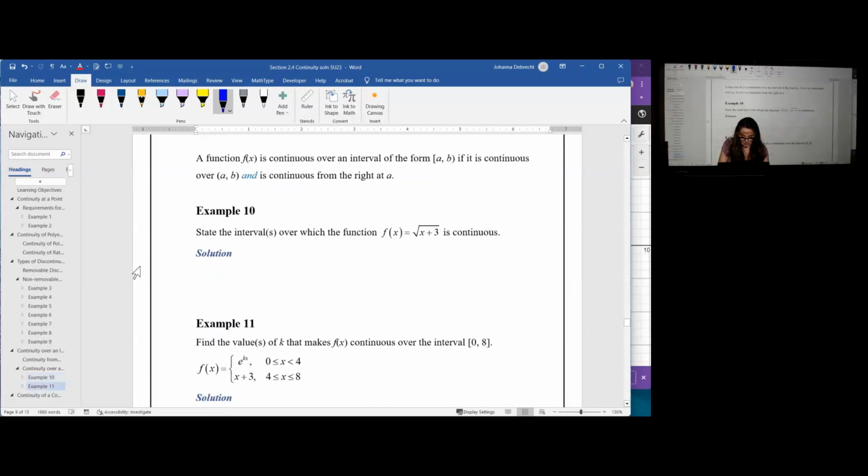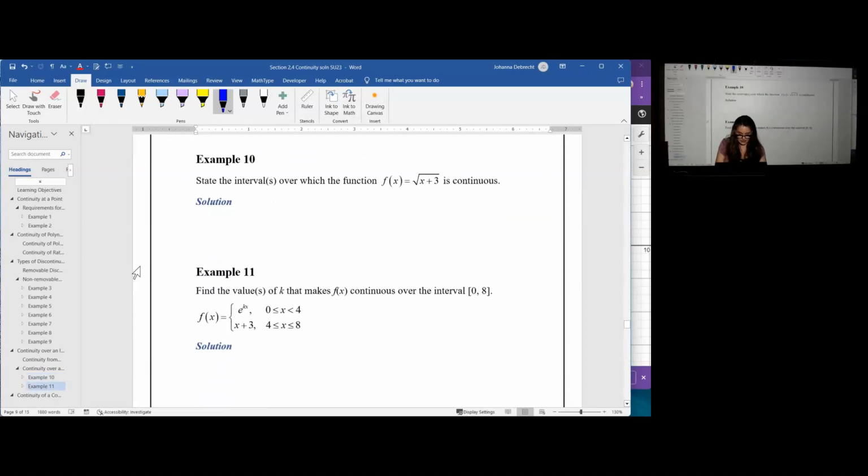Now let's take a look at the next two examples, example 10 and example 11. Example 10 is relatively straightforward, similar to what I just did with the square root function. In this case, we want to decide what interval the function square root of x plus 3 is continuous over. So in a sense, we need to know where it's defined. That's the first thing. To be continuous, it must be defined. Now we know that thou shalt not put negatives under even radicals and expect to get a real number. You'll get a number, it just won't be real.